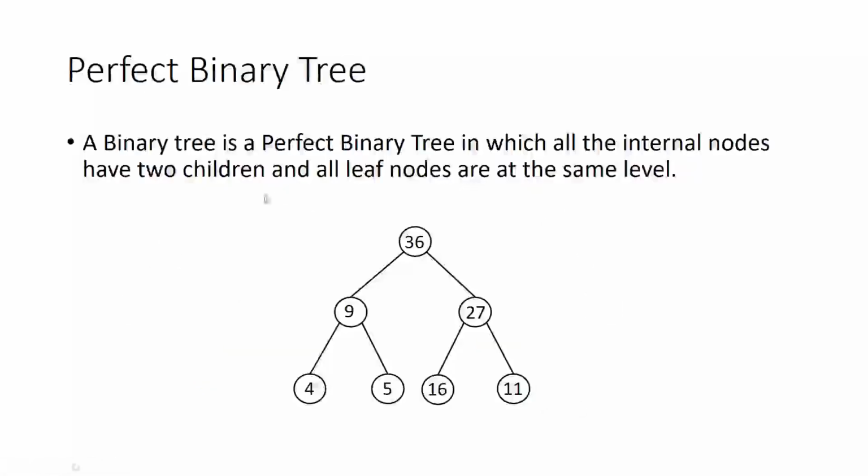Then perfect binary tree. In the case of a perfect binary tree, every node except the leaf nodes has to have two child nodes. Only the leaf nodes cannot have any child nodes, but the rest of all the nodes should have two child nodes. And another condition is that the leaf nodes should be at the same level. Then we can say it is a perfect binary tree.